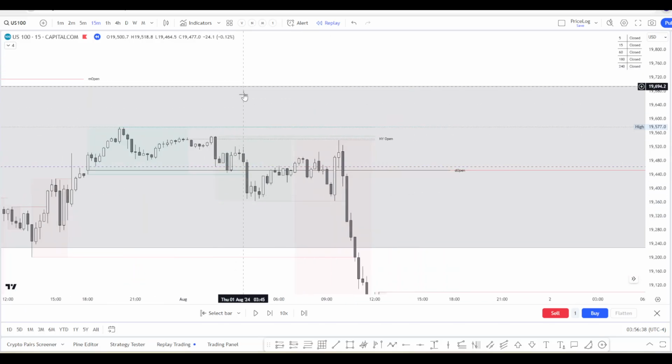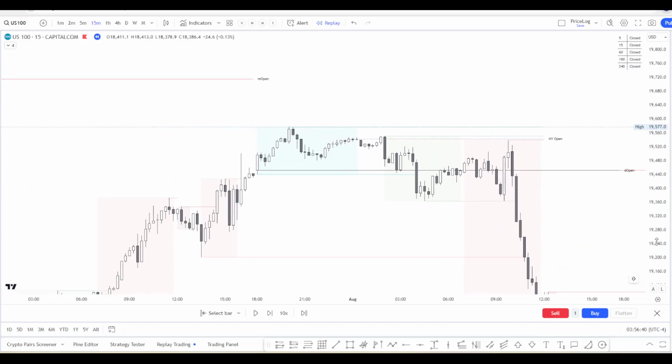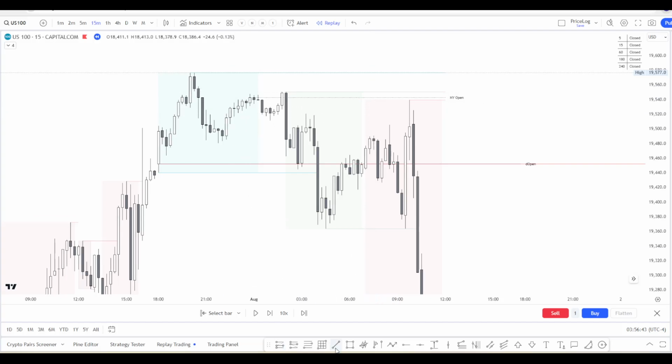What do we see on the 15? Let's just remove that. We know we want to short. On the 15, we take out that high in London Open. We have massive displacement down with a fair value gap. Change the state of delivery. Right there.